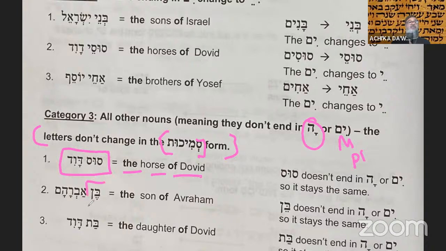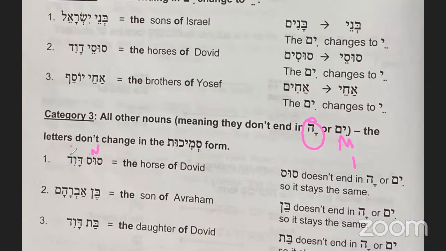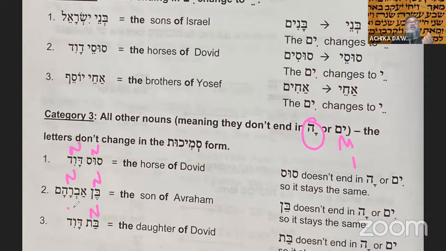But if it doesn't, if it's just Bain Avraham, it's just the sons of Avraham. It's still in the semi-coup because how many nouns are next to each other? Two nouns. Son is a noun, Avraham is a noun. Daughter is a noun, and Dawid is a noun. Okay, but she doesn't have the ending on her. The Bain doesn't have the im on the end, so it doesn't need to be changed. Nothing needs to be changed. That's just the rules.